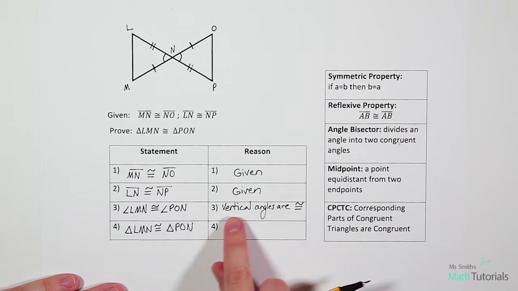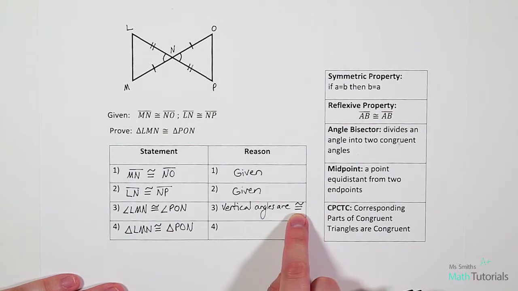And notice I kind of shorthanded there. I used the congruent symbol instead of writing out congruent. Again, that's just personal preference. Just ask your instructor what they prefer.